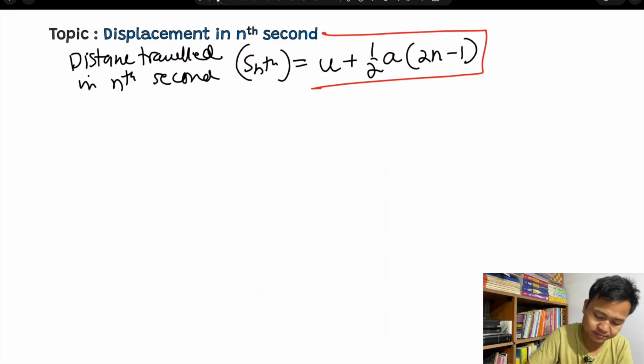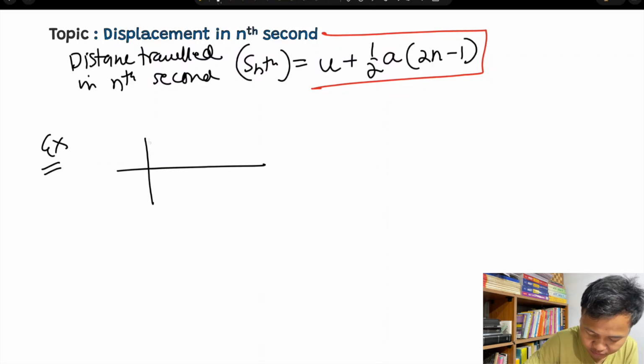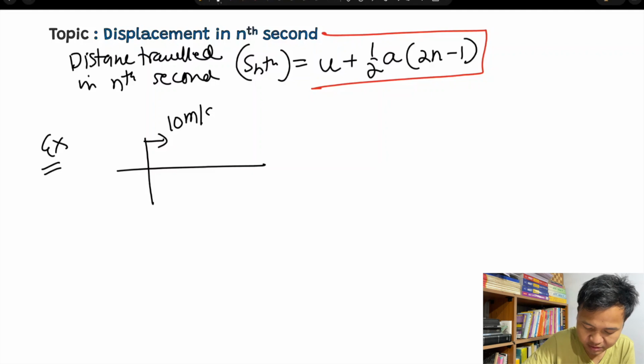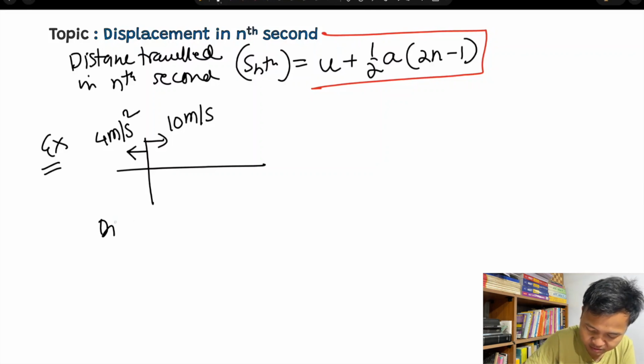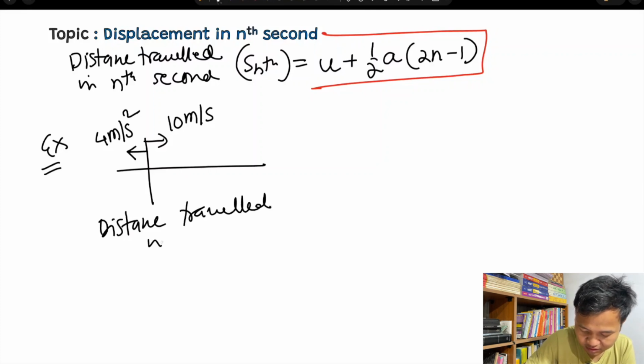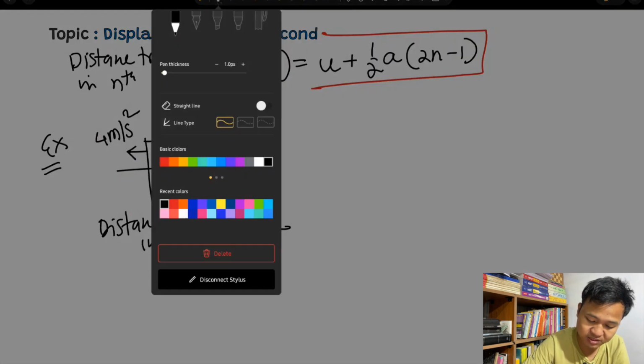Suppose, for example, I start from here and go with, let's say, 10 meter per second, okay, so here there is a deceleration of 4 meter per second square. Deceleration means negative acceleration. So the question is, what is the distance traveled in the third second, for example? So let's apply the formula and see.